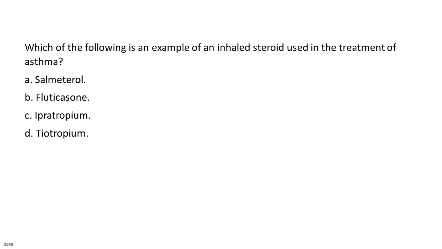Which of the following is an example of an inhaled steroid used in the treatment of asthma? A. Salmeterol. B. Fluticasone. C. Ipratropium. D. Tiotropium.